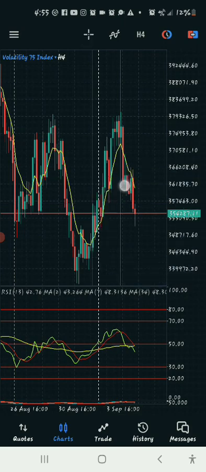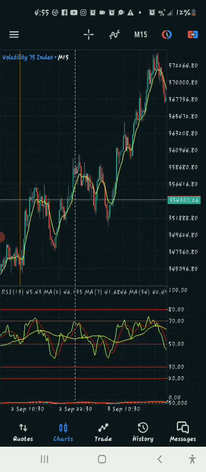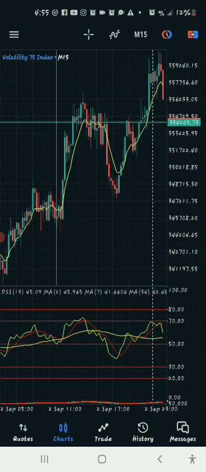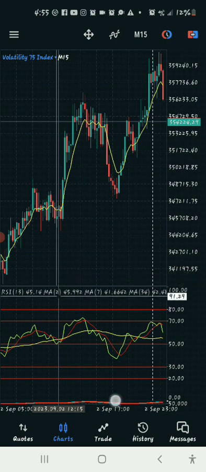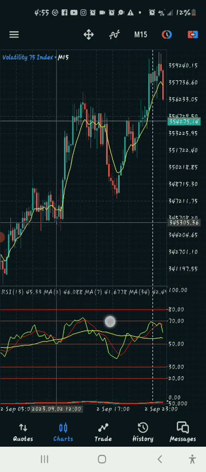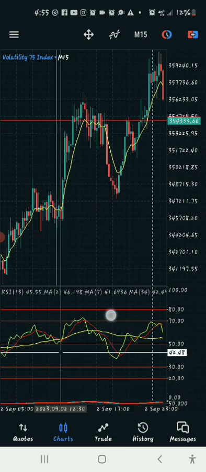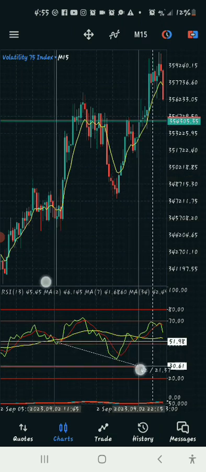So let's go to our 15 minutes and check. We're looking for a buying divergence that we can find. Okay, this is a perfect example. As you can see here, the market was in an uptrend, and on our indicator it was on a downtrend.